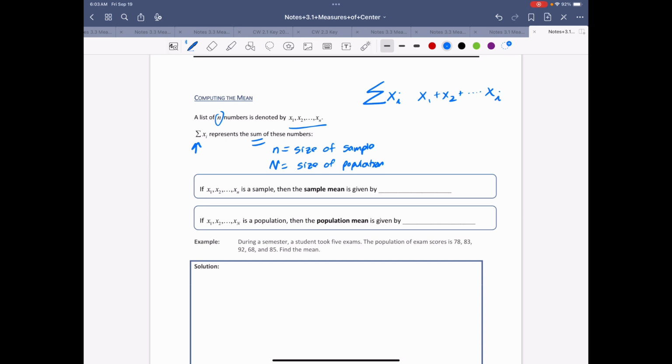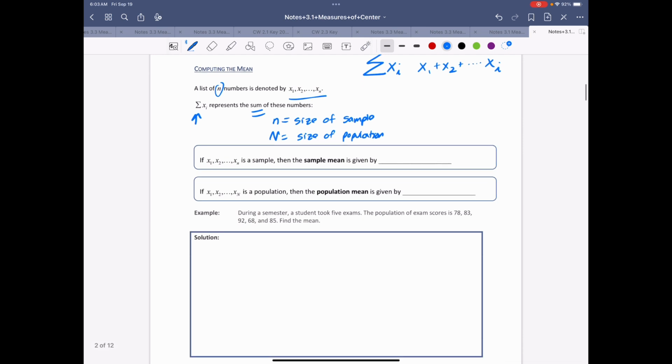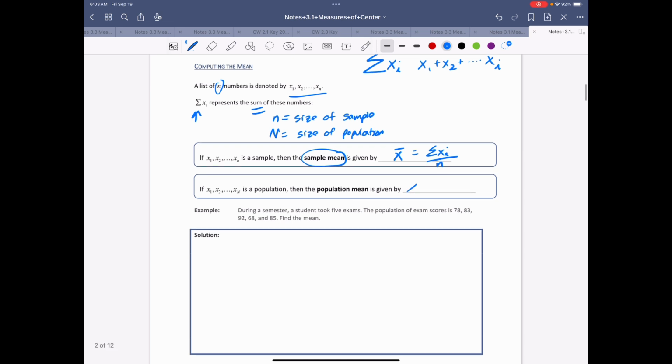Now, if you have a sample, the sample mean is given by this notation. It's X bar because it's a sample. And what you're going to do is take the sum of all your X's, and you're going to divide by little n, the size of the sample. And notice this one is population. It's got the big N. The population mean is given by mu, and you're going to take the sum, and you're going to divide by big N.